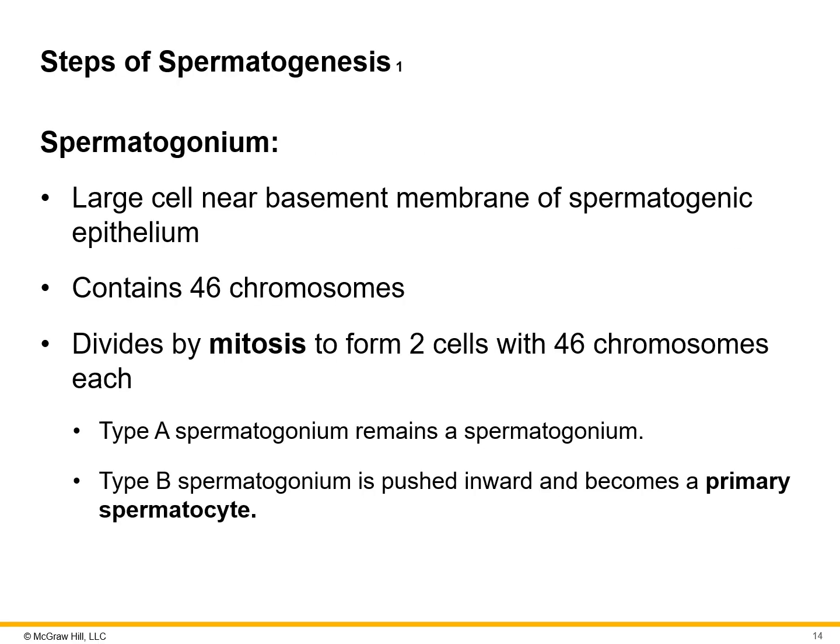Okay. So each spermatogonium divides by mitosis to form another spermatogonium and the primary spermatocyte. Because again, the goal is only to form 4 sperm per 1 spermatogonium. All right, we're going to go to the next slide.